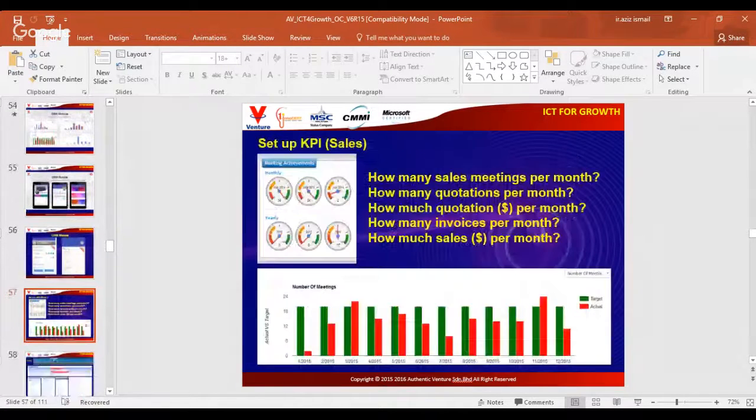And look at the various KPI. You must have KPI for your salespeople. How many quotations, how many invoices, and all that. If you don't have KPI, they don't have a target, so you also don't know how to track them.